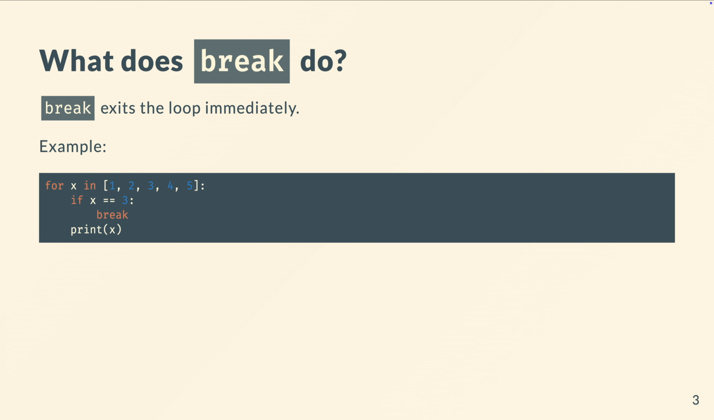Now let's learn break. Break exits the loop immediately. In the code, x goes through the list, 1, 2, 3, 4, 5. Inside the loop, we check if x double equals 3. When x becomes 3, we run break and the loop stops right away. Before we reveal the output, pause and predict what gets printed.